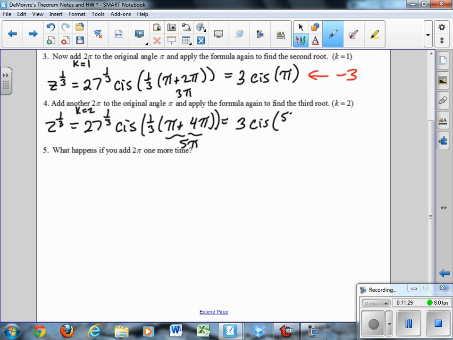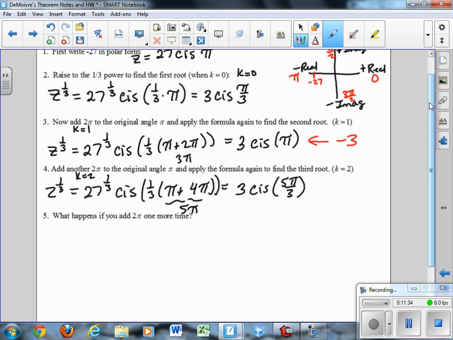So these are my 3 roots in polar form: 3 cis pi over 3, 3 cis pi, and 3 cis 5 pi over 3. And I want you to notice that because I'm taking cube roots and I'm always multiplying by 1/3, and each time I'm adding 2 pi, each of these is 2 pi over 3 bigger than the other. Pi over 3 plus 2 pi over 3 gives me pi. Pi plus 2 pi over 3 gives me 5 pi over 3. So they're always going up by 2 pi over 3 each time. You'll notice that kind of pattern when you do these.